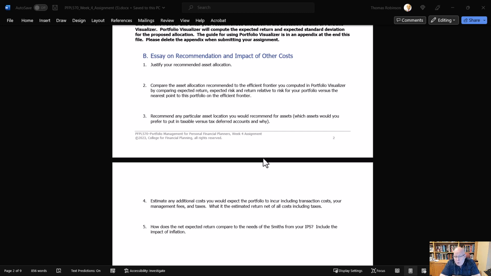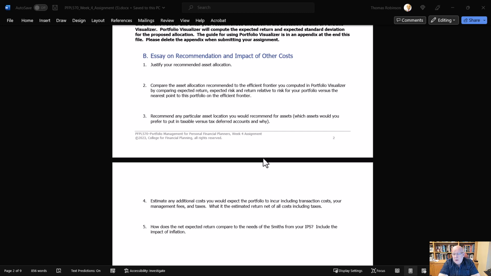In Part 4 of Part B, you're going to come up with an estimate of any additional cost. So, for example, if you're using indices for the individual asset classes when you calculated returns, those include no cost whatsoever. So if you're actually going to implement this, you would be using ETFs or mutual funds. You're also most likely going to be charging a management fee to the client. So we want you to do an estimate of what you think the overall transaction cost will do.